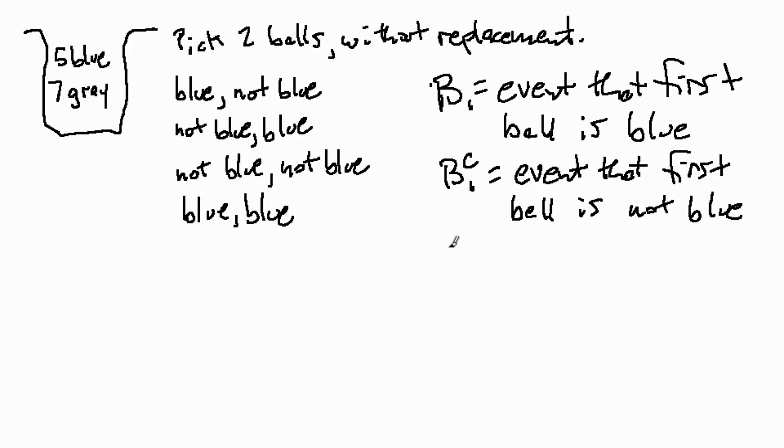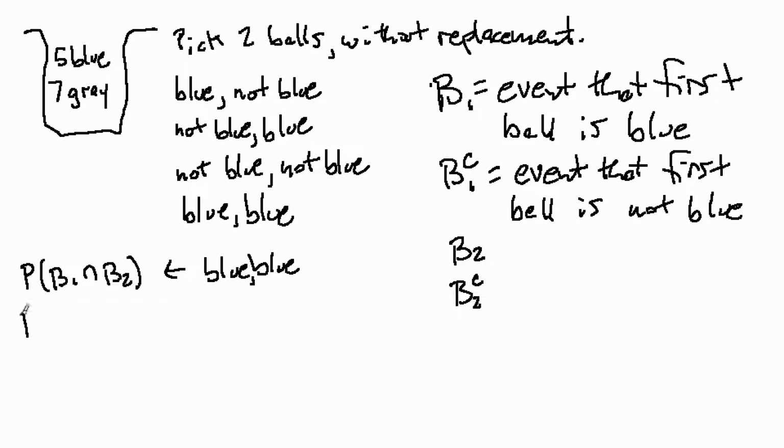And we're going to do the same thing. We're going to define this thing. B2 would be the event that the second ball is blue, and we would have that B2 complement is the event that the second ball is not blue. So when we're talking about figuring out the probabilities of these things, what we're actually being asked to figure out is what is the probability of, say, B1 intersection B2. That would, of course, correspond to the event blue, blue.